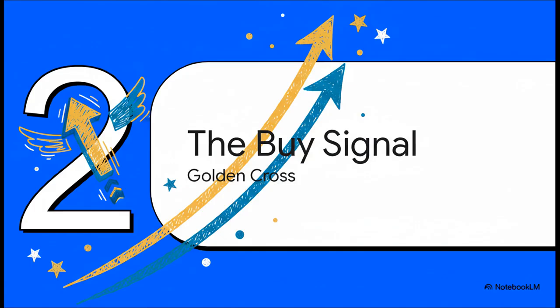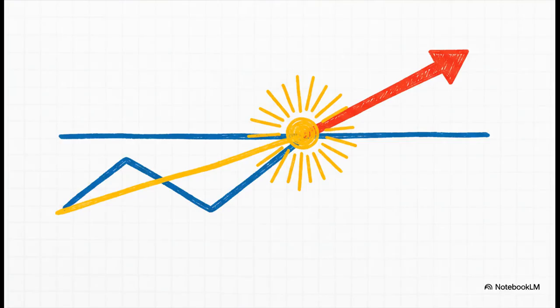Okay, let's get to our first big signal, the one that tells you there might be some upward momentum coming. This is what traders call the golden cross, and it's your cue to start paying very close attention. Yeah, the golden cross is a classic bullish signal. It's basically the chart's way of telling you that short-term momentum is starting to win the fight, and it could be the very beginning of a new uptrend.